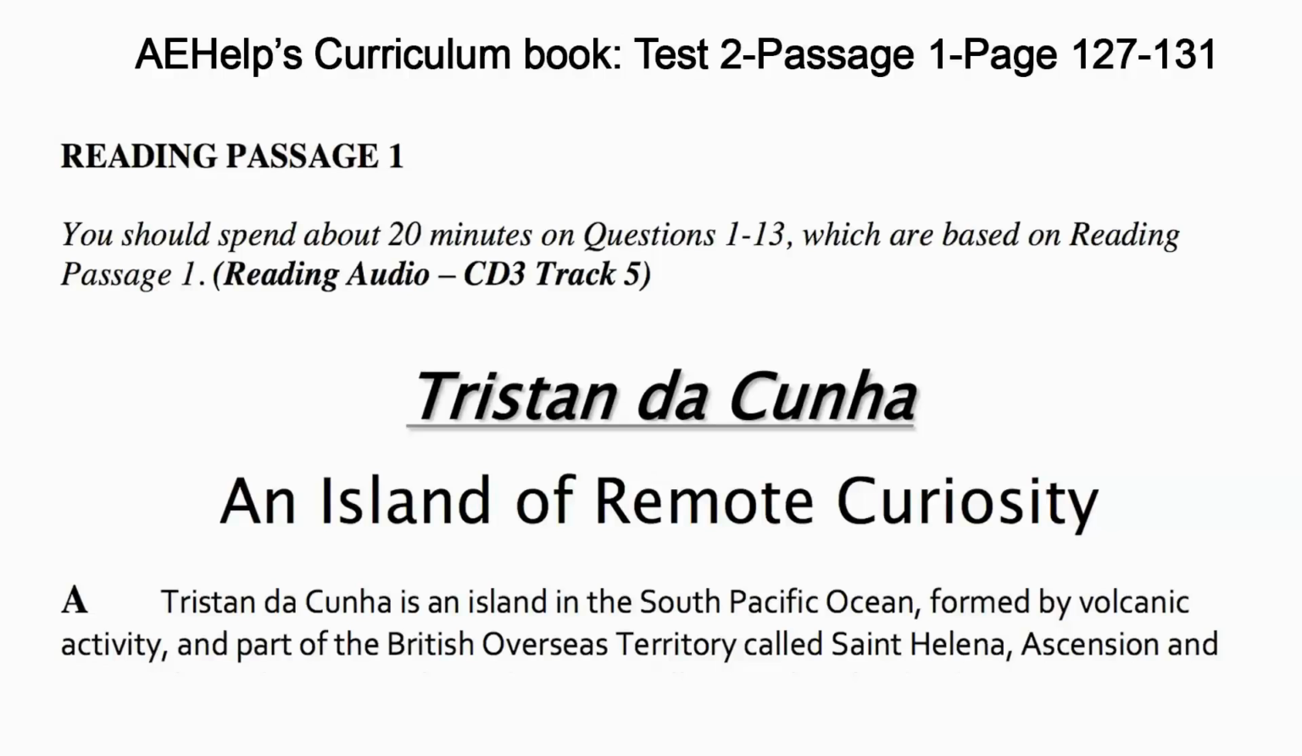All right, so here we are looking at reading passage 1 from test 2 of the curriculum book, and the title is Tristan da Cunha, an Island of Remote Curiosity. So the first step when you get to the reading section of the academic IELTS is look at the title of the passage. A lot of students ignore the title. They think they're saving time by ignoring the title. Again, this is not true.